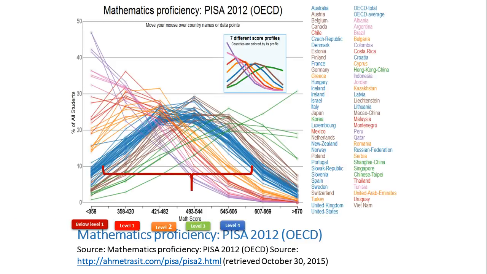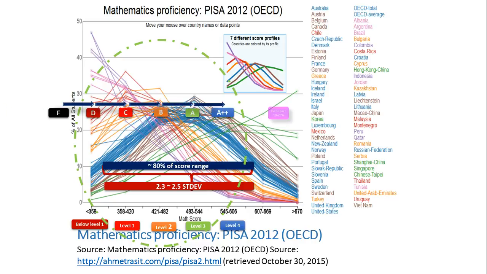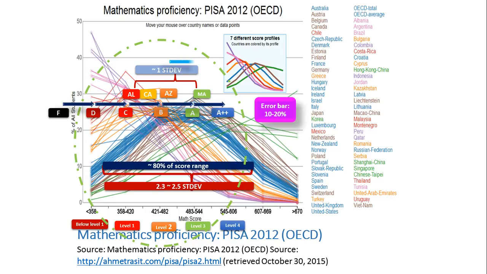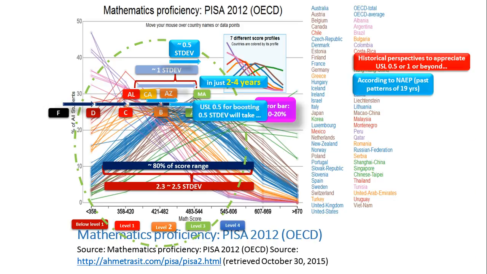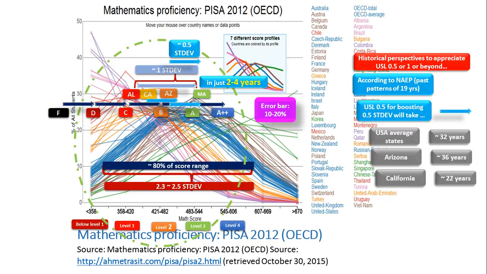And the PISA scores usually are on a level scheme, and Americans are more familiar with the letter grade, so it's half a standard deviation going from F to half a standard deviation, with error of about 10 to 20%. Massachusetts is on top of the United States, Alabama at the bottom, and that gamut is about 1 standard deviation difference. Half a standard deviation is, for instance, the difference between California and New York, or more or less Arizona and Massachusetts, in just 2 to 4 years instead of the 20, 40 years normally necessary. Basically 10 times faster with USL 0.5 alone.